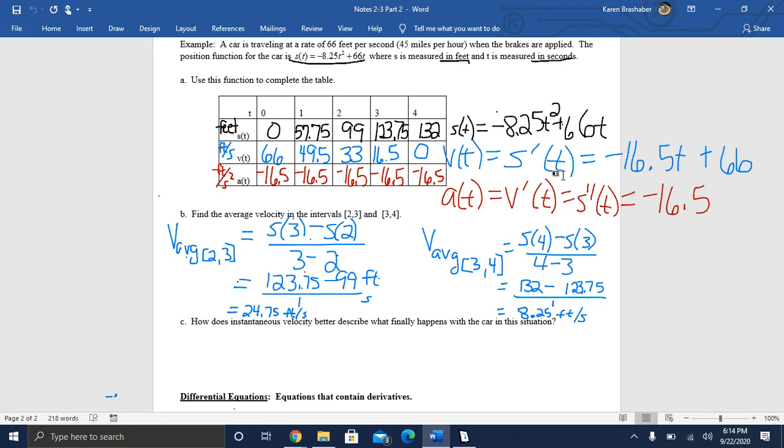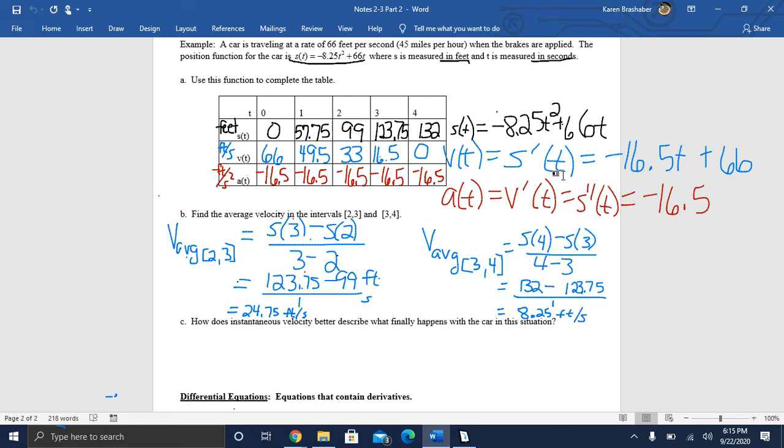But it asks how instantaneous velocity better describes what finally happens with the car in the situation. And so the table shows you instantaneous velocities. And with those, you know specific velocities at moments in time. So at time 3, you know how fast that car is going, or actually how slow it's going. And by time 4, you know that the car has stopped.